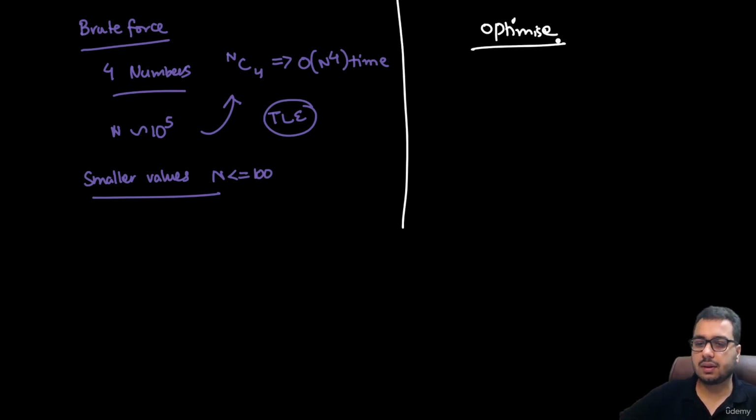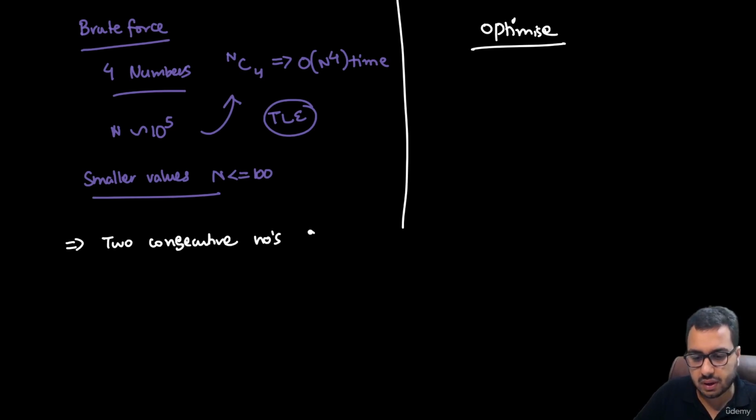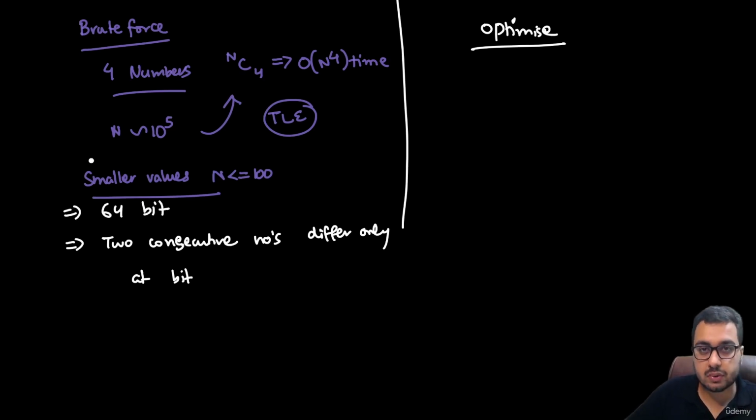The thing is, we are not exploiting the property. There is one piece of information given in the question, that two consecutive numbers differ only at one bit. And another piece of information given is that the numbers are 64-bit numbers. Till now, in the brute force solution, we have not used this information. Now we need to see what is special about this information and how we can use it.